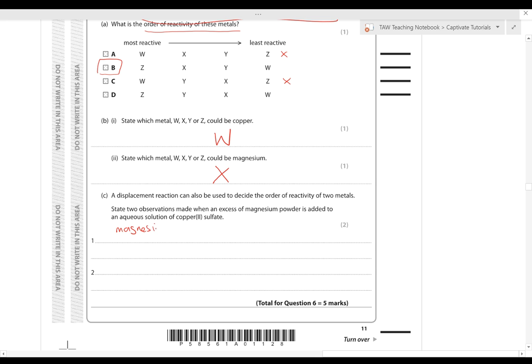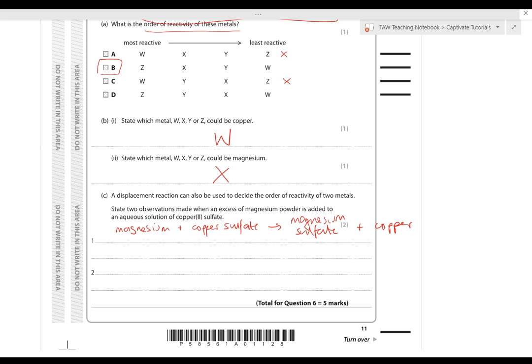So magnesium and copper sulfate will form, now they'll form magnesium sulfate because magnesium is more reactive than copper, so we'll displace the copper. So we form magnesium sulfate and copper. And that actually gives us some guidance as to what the observations that we'll make.